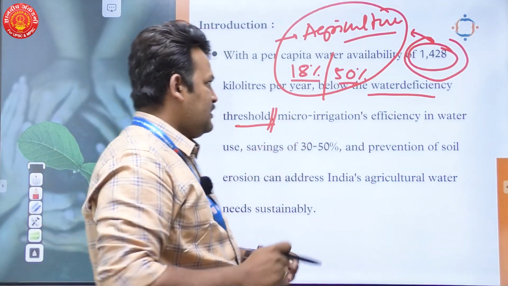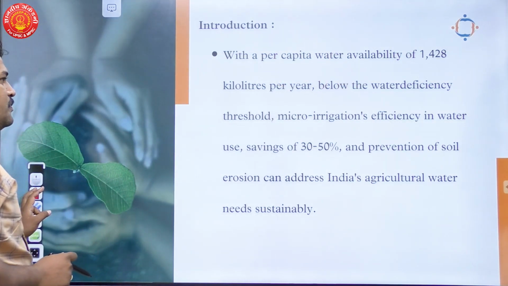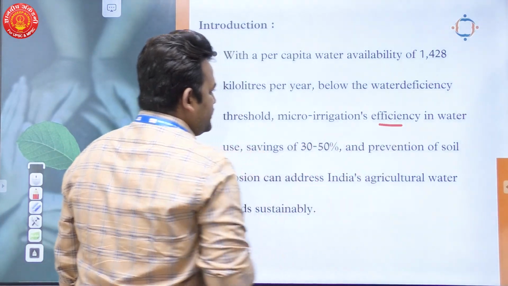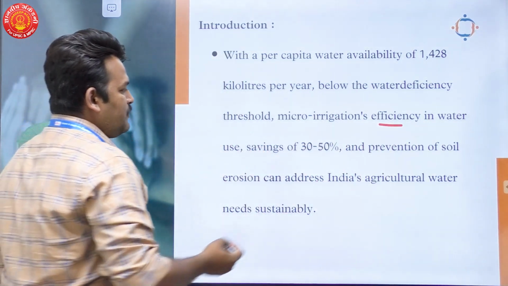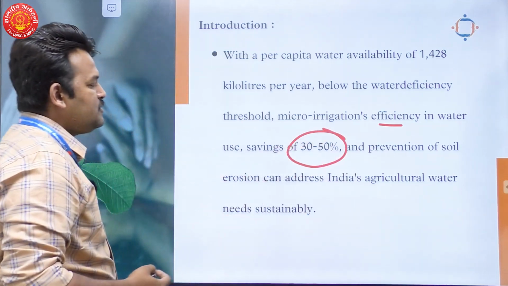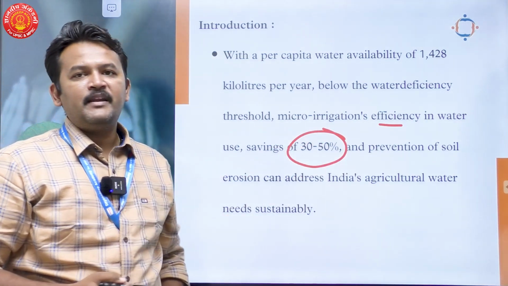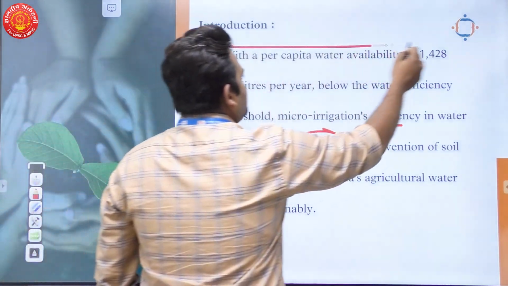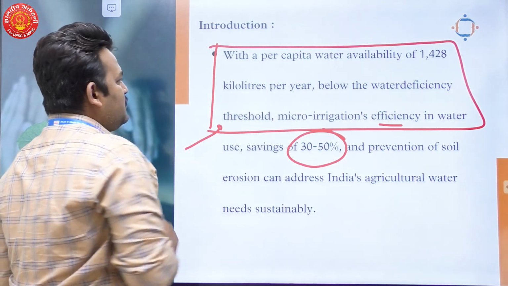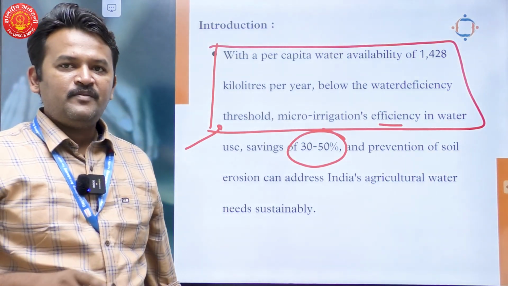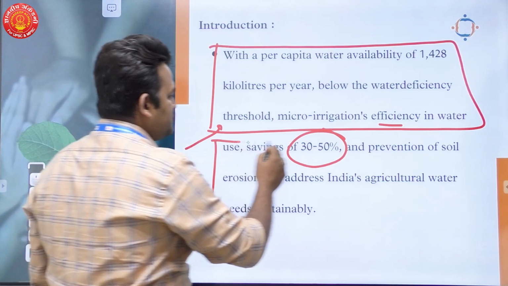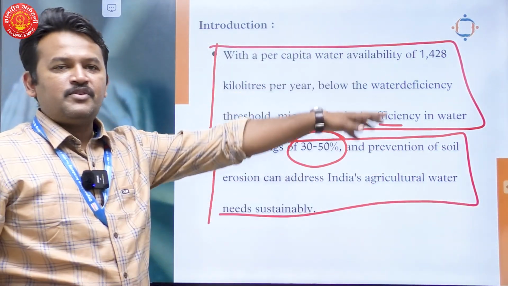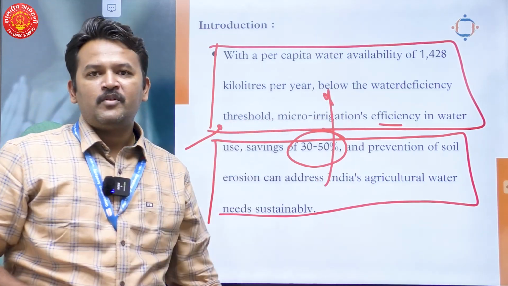We have to mention at least these two parts: micro irrigation, with its efficiency in water use, saving of about 30 to 50%, and prevention of soil erosion, can address India's agricultural water crisis. So first we accept the fact that there is a water crisis in India, as well as a particular solution, the use of micro irrigation practices, that can be used to manage the crisis.